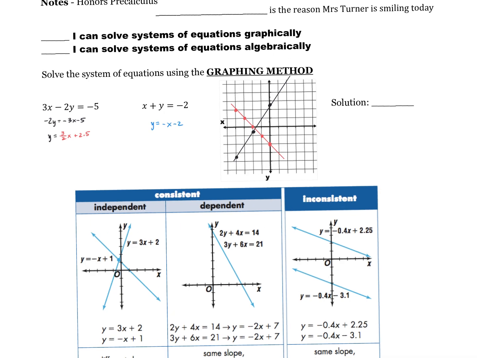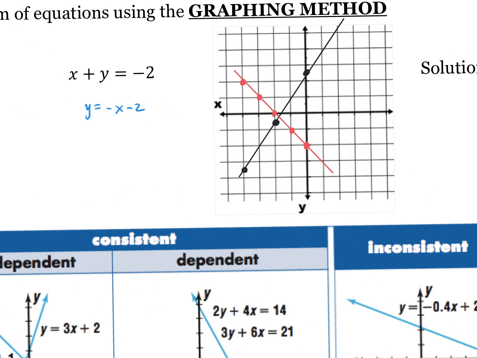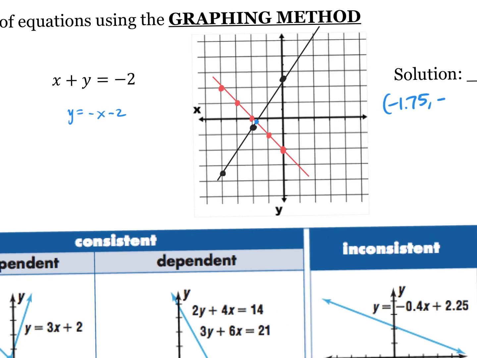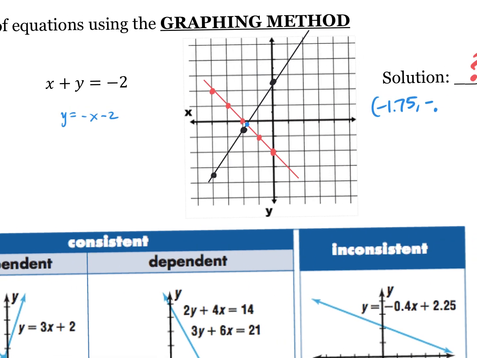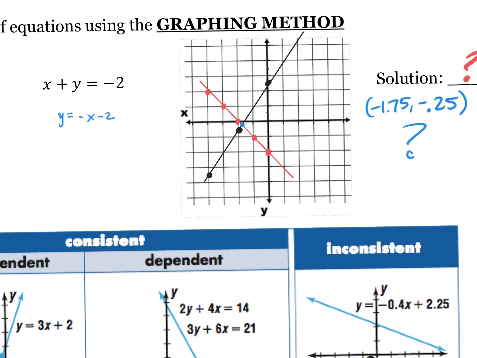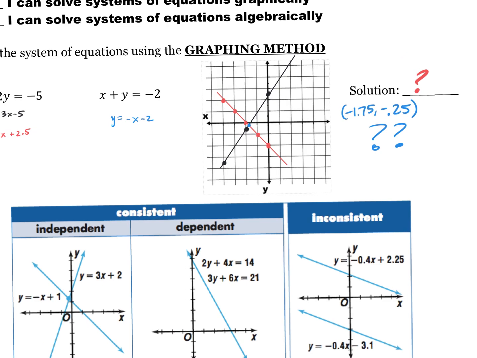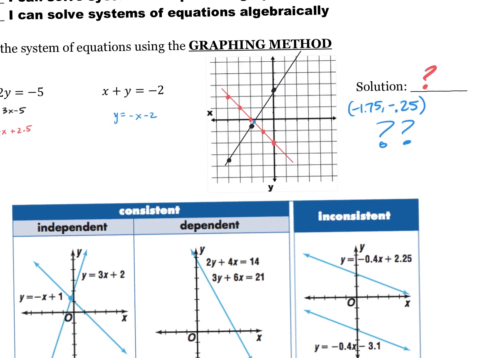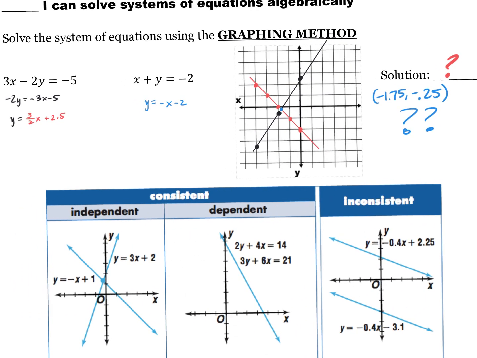So our solution, we might be like, I don't know. What would be our guess? Anyone have a guess what that solution would be? Negative 1.75. Sure. Negative 0.25. Do we feel okay with that guess? But the big thing is, you guys, unless it's on a perfect coordinate, graphing is not helpful because we are literally just guessing. So we are really not going to use graphing this unit. Can it be helpful if they cross at a perfect point? Sure.